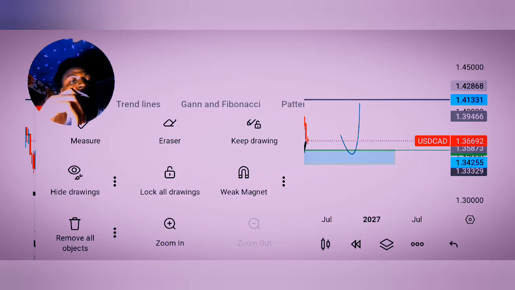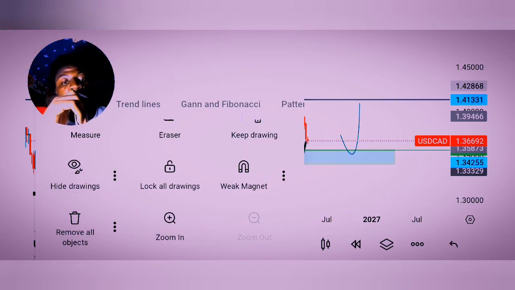Then with the magnet, we use the magnet in such a way that if you want to use more trend lines and you don't want to go there time and time again, you just click on magnet and you begin to click on the trend lines. They will start appearing one after the other.